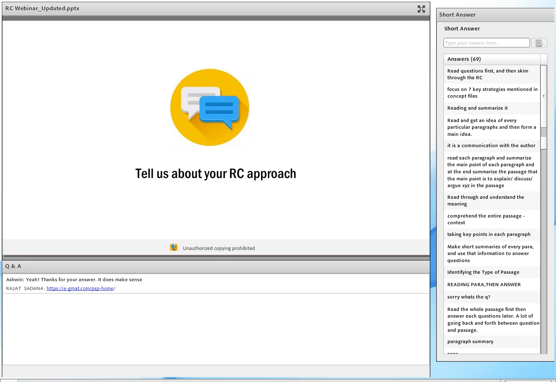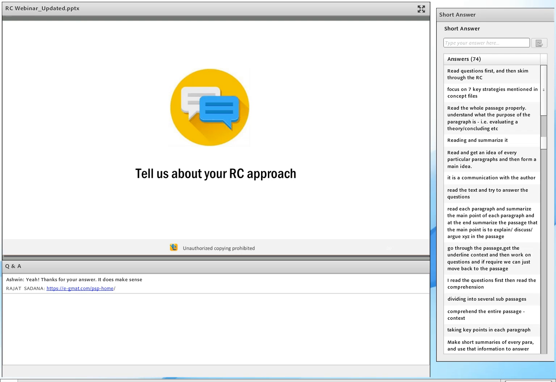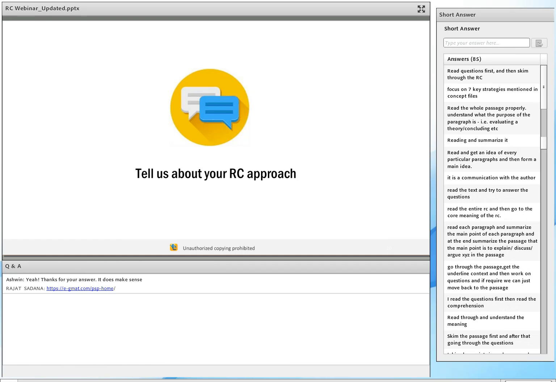Okay, I love the response that says focus on 7 key reading strategies. I love the response of reading and summarizing. Read the text and try to answer the questions. Read each paragraph and summarize the main point. Go through the passage, underline the text. Okay, that's good.